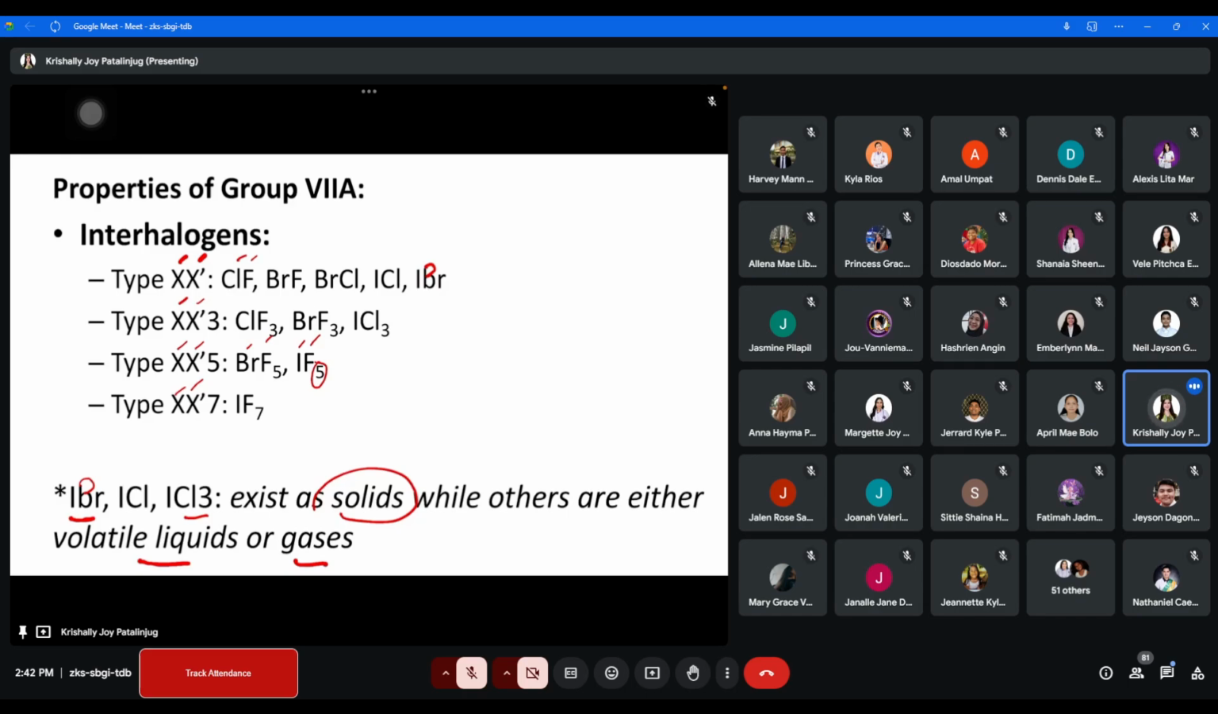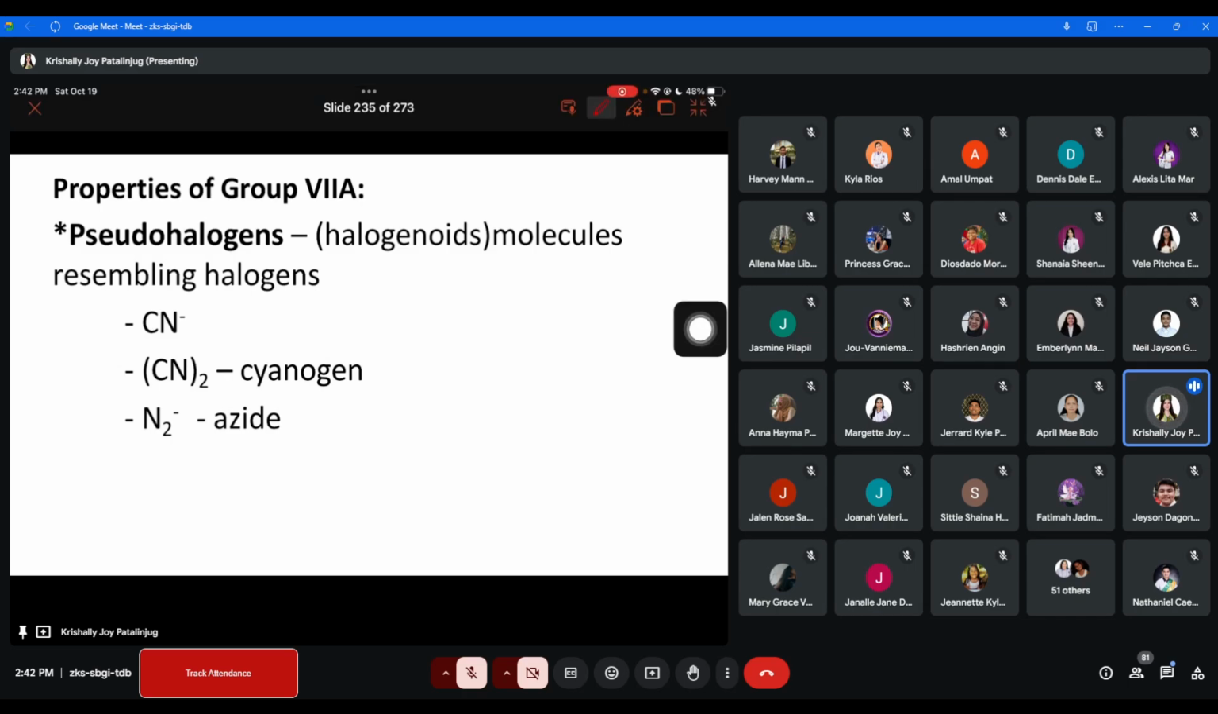Pag sinabing pseudo-halogens naman or halogenoids, the next slide, ayan, resemble halogen sila molecule. Hindi sila totoong halogen, hindi sila fluorine, chlorine, bromine, iodine, not at all. Pero when you check its characteristic, they resemble that of halogen. They also carry -1 na oxidation state. Although, hindi sila made up of the true halogen. Kaya tawag sa kanila, pseudo. So, cyanogen, azide. So, examples.